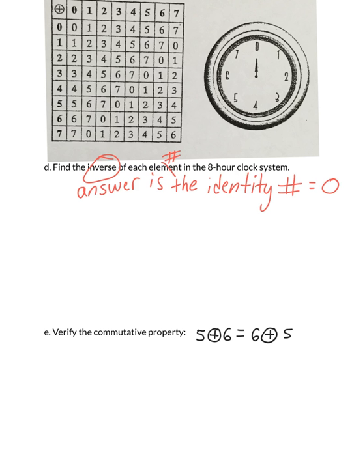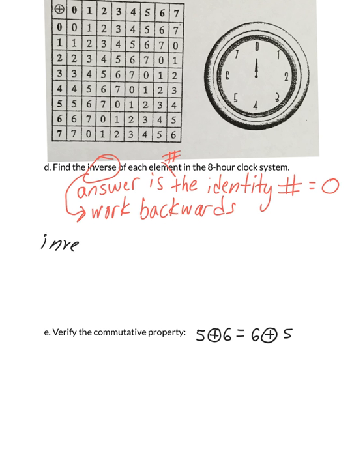So what, when you combine it with each number, will give you a final answer of 0. So this is the only type of part of this clock addition question where you're always going to work backwards with the table. So let me show you what I mean.